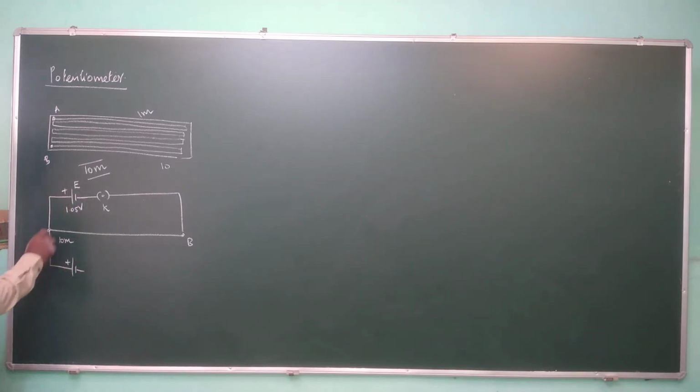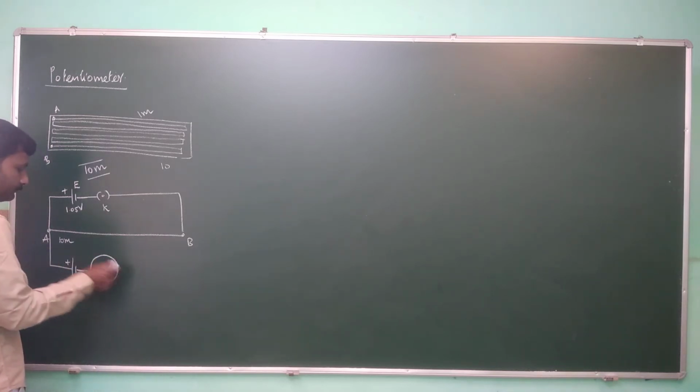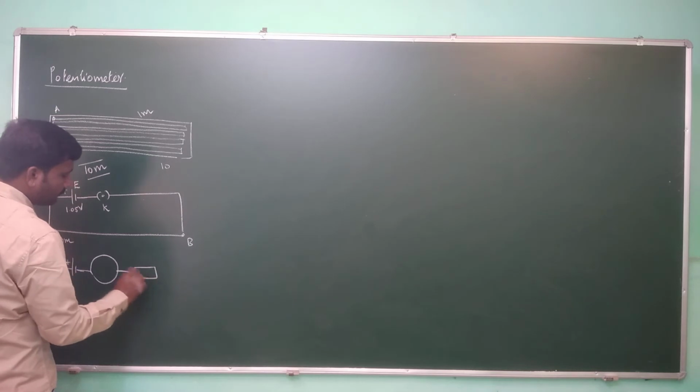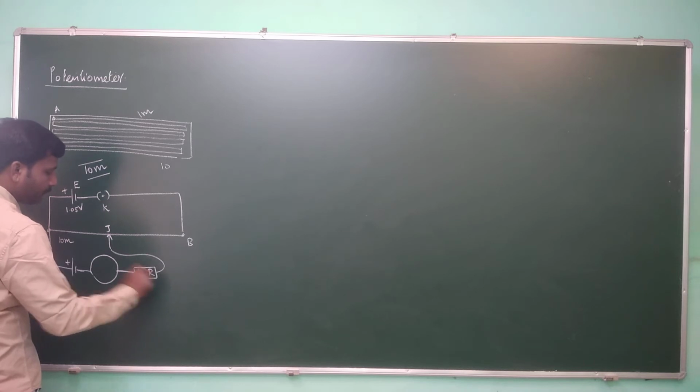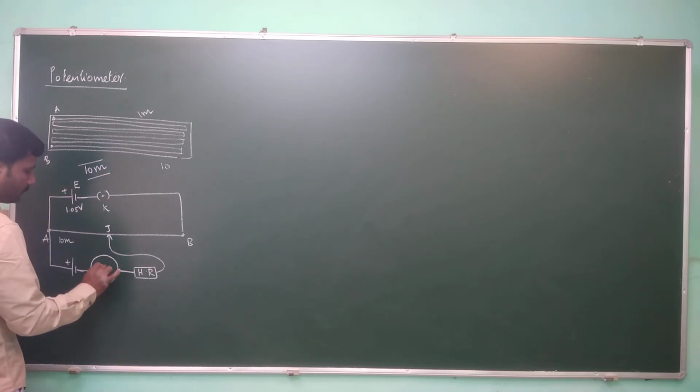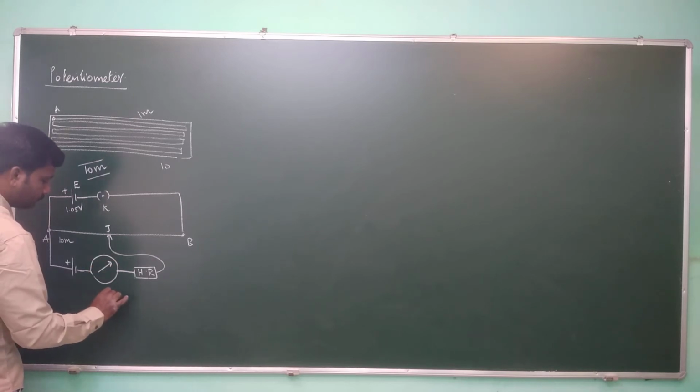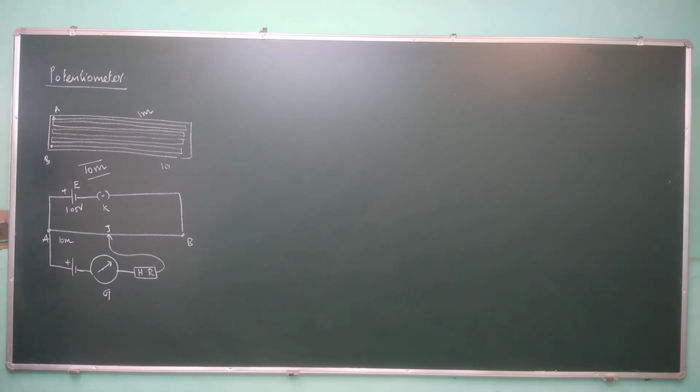Fine. Now suppose I take another battery and connect it in the same way, where the positives are connected to point A, and the other point is connected to a galvanometer and a high resistance, then to a sliding jockey. If we consider such a setup, suppose this one is 1.02 volt, then these two batteries are not equal.